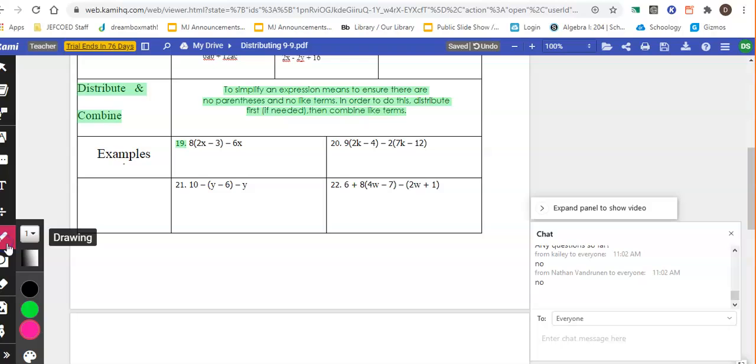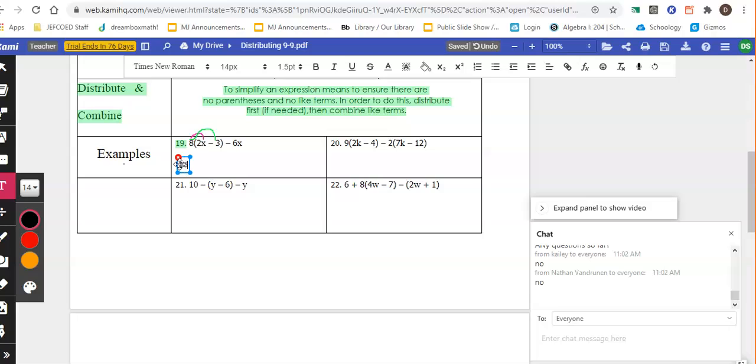Okay. All right, so here, can we distribute? Yeah, I've got a term outside of parentheses. So I'm going to distribute the 8 to the 2x. And then I'm also going to distribute the 8 to the negative 3. Okay? So 8 times that 2x is going to be 16x. Okay? Distribute the 8 to the negative 3. That's going to be a negative 24.